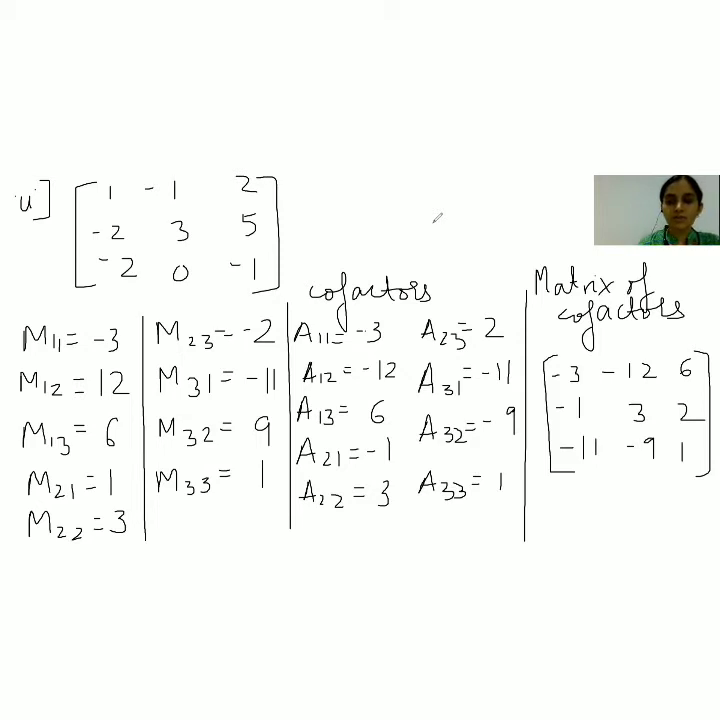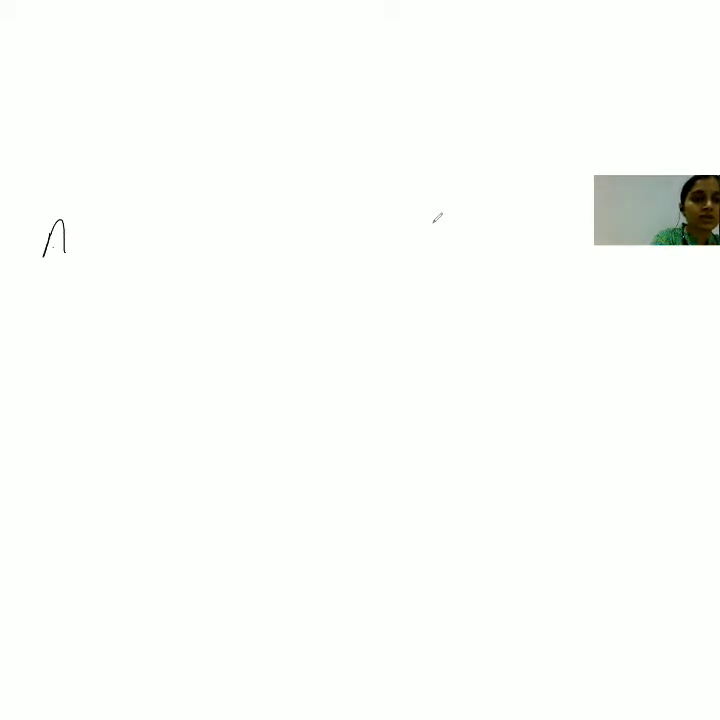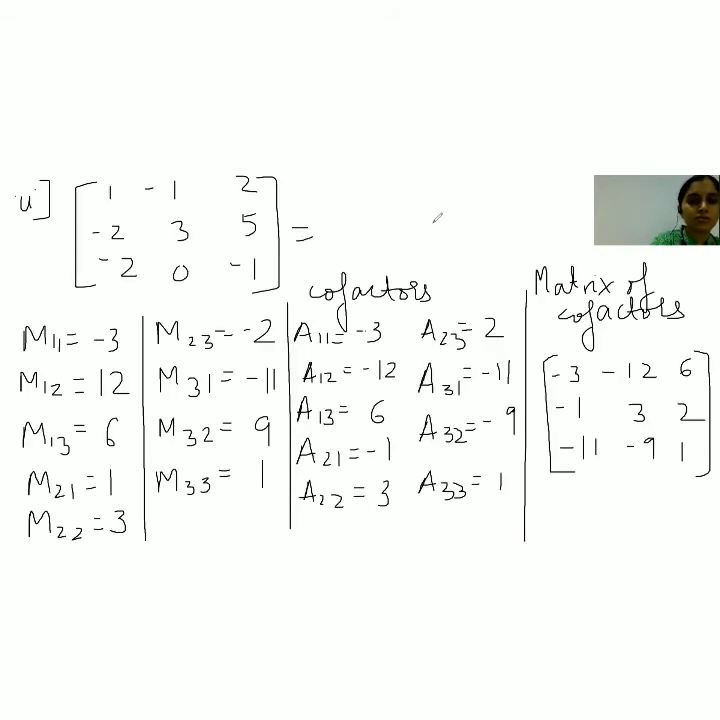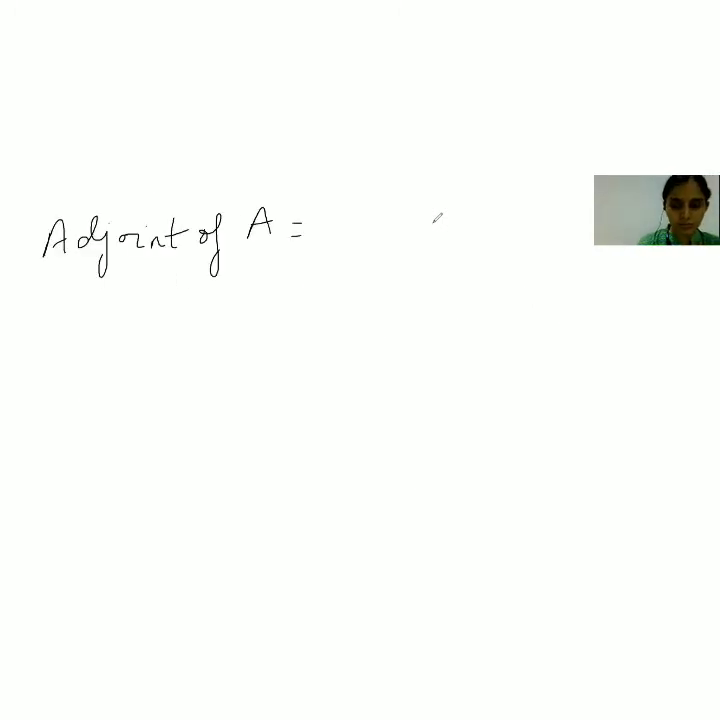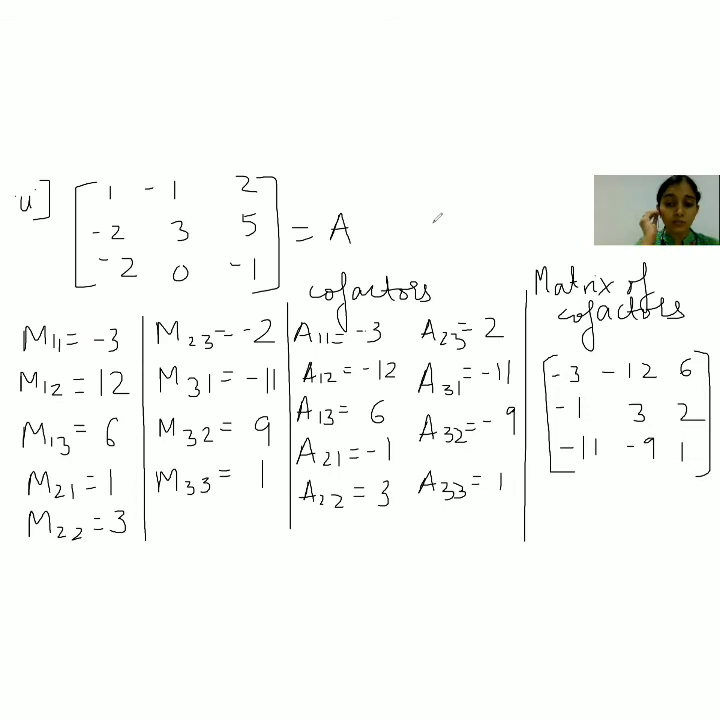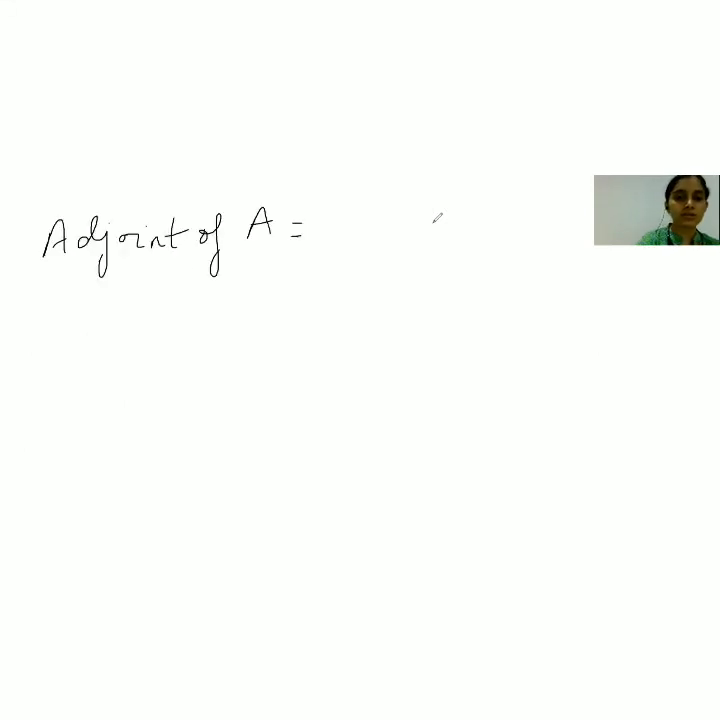Now what do we have to do next? Matrix of cofactors is ready. Adjoint of A. You can always name the matrix. We've not named it here, so we're just putting the name. Then adjoint of A is equal to, what do we have to do? Matrix of cofactors has to be transposed. So row becomes the column and column becomes the row. So let us write this down.